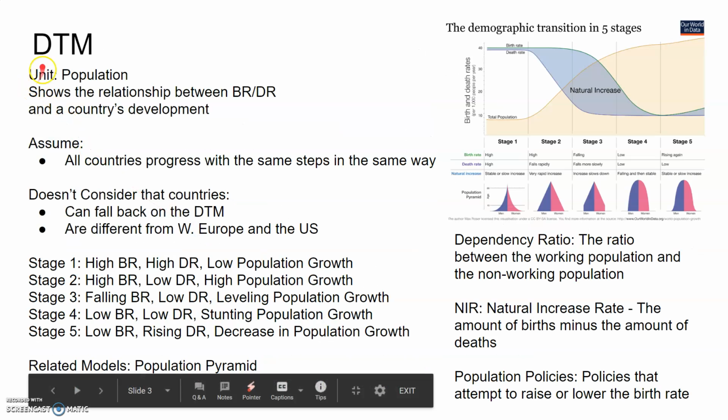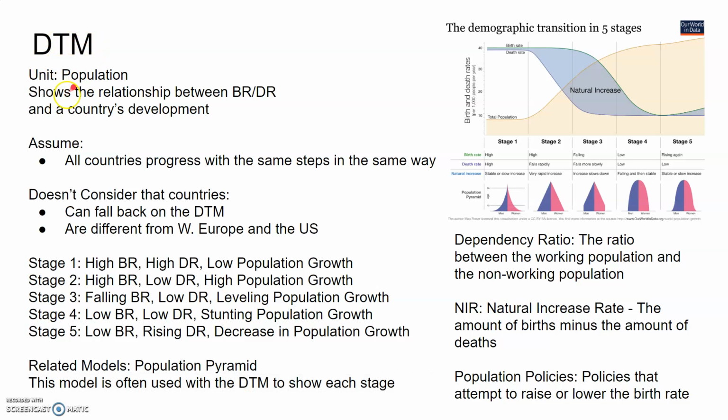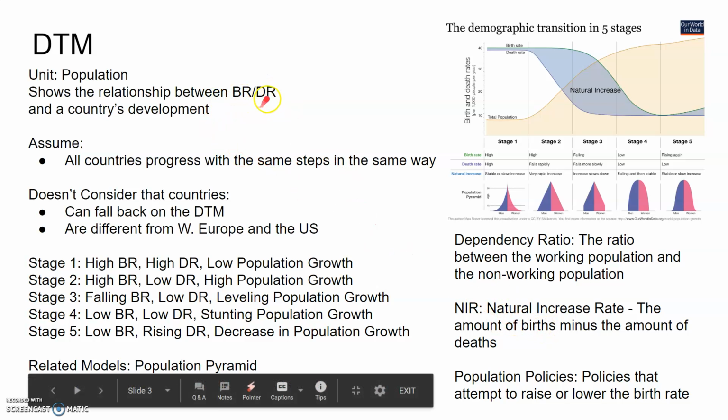So the next model is the DTM, otherwise known as the demographic transition model. This talks about population and how population relates to development, and more specifically about the relationship between birth rate and death rate. So this birth rate and death rate can be amounted to the NIR, the natural increase rate. So this talks about the amount of births minus the amount of deaths.